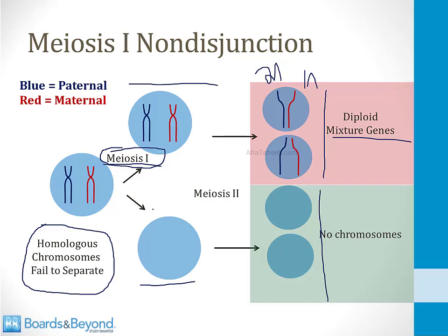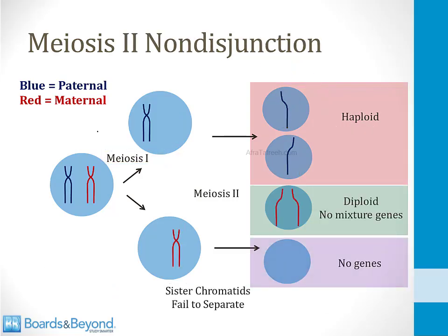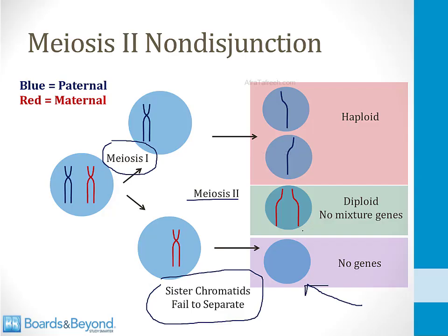If there is a meiosis 2 non-disjunction, meiosis 1 will occur normally and the homologous chromosomes will separate. However, in meiosis 2, the sister chromatids will fail to separate. This will generate one gamete which has no genes and another gamete which is diploid, but importantly, this diploid gamete has no mixture of the original paternal and maternal genes. Note that in the example I've drawn here, it's got two copies of the red chromosome which initially came from the mother. It does not have one copy of the red chromosome and one copy of the blue, and this is an important feature of meiosis 2 non-disjunction events.